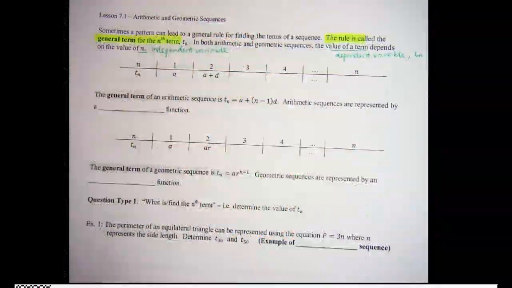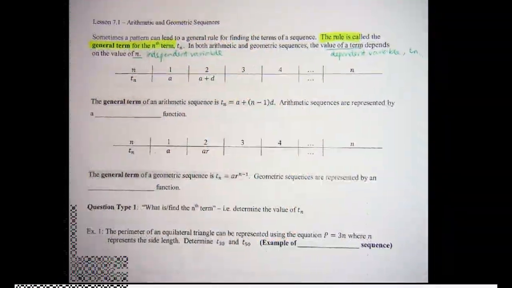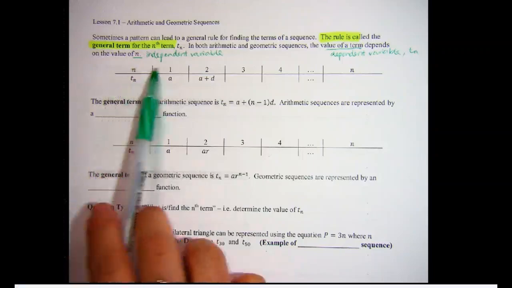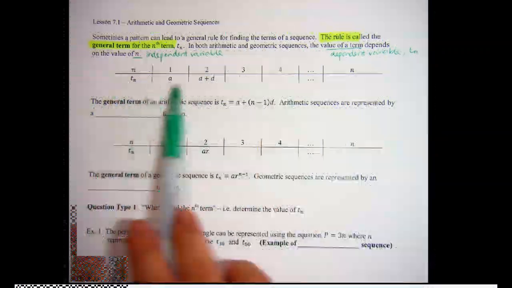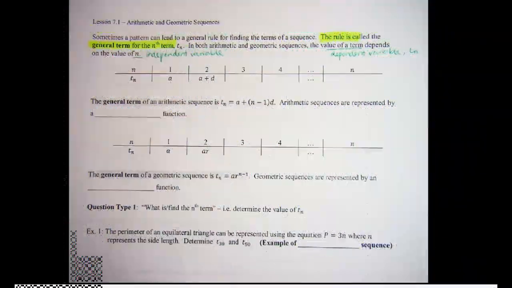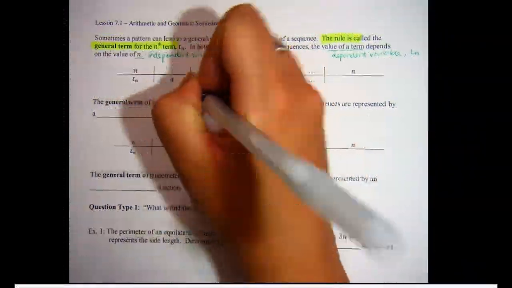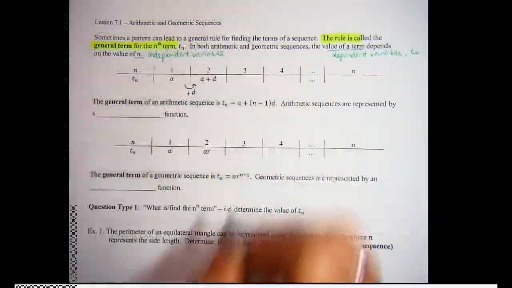So let's go over the example for an arithmetic sequence. Here we have the term numbers going across the top. Here we have the terms themselves going across the bottom. Now we already know that for an arithmetic sequence, in order to get to the next term, we have to keep adding the common difference d.